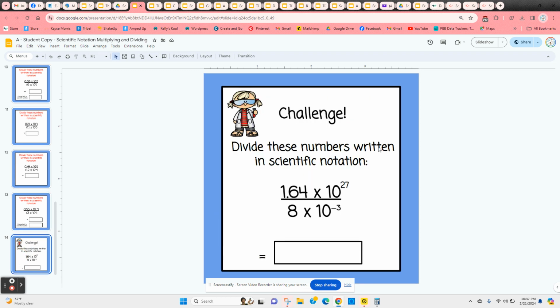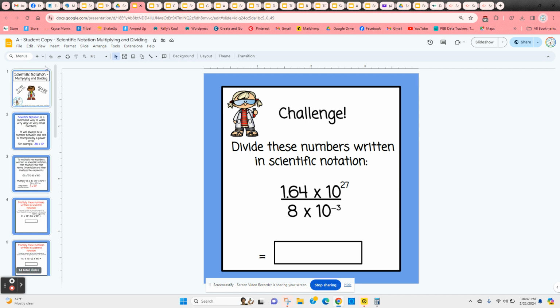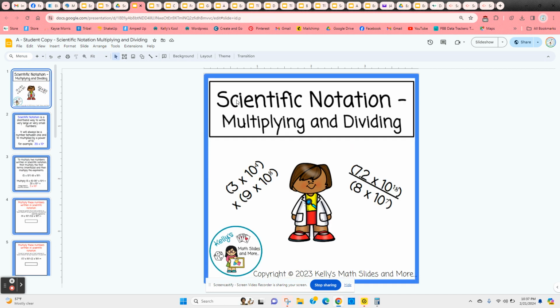And then they've got a challenge problem. So after they've gone through all of the other slides, they can get a little bit of a challenge on this one and see if they can solve it. So that is scientific notation, multiplying and dividing, digital lesson.